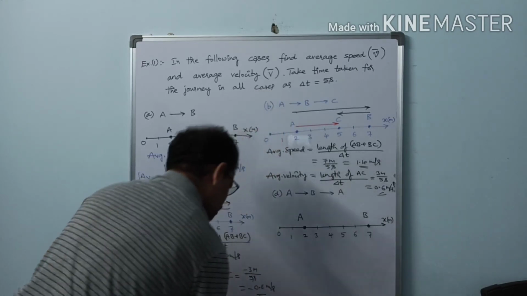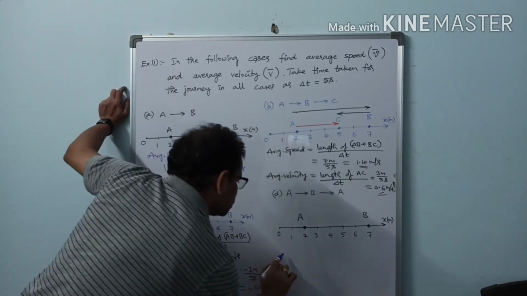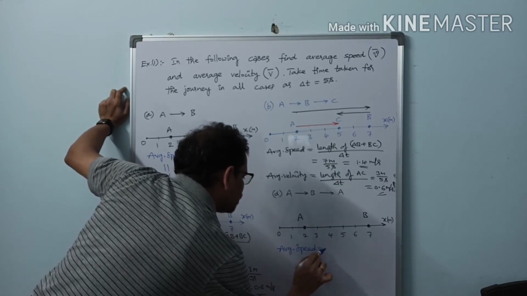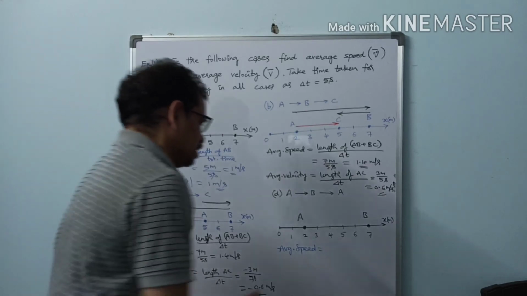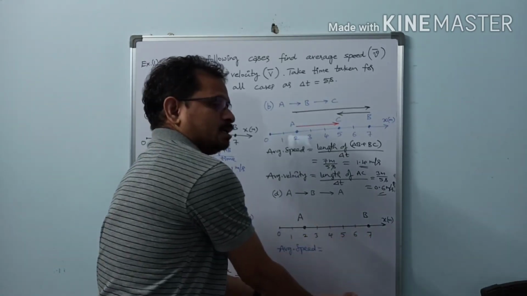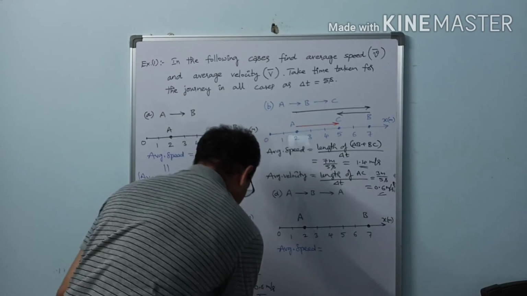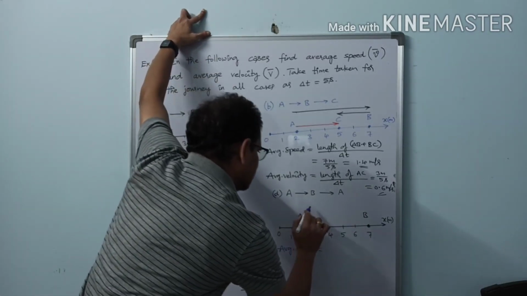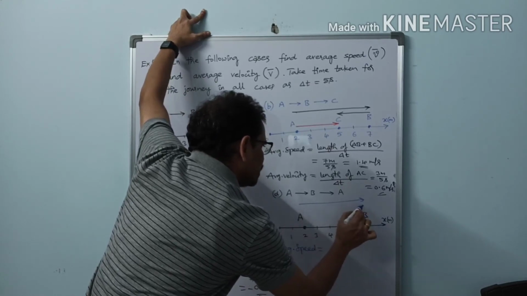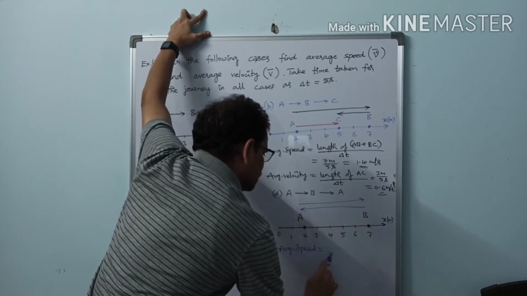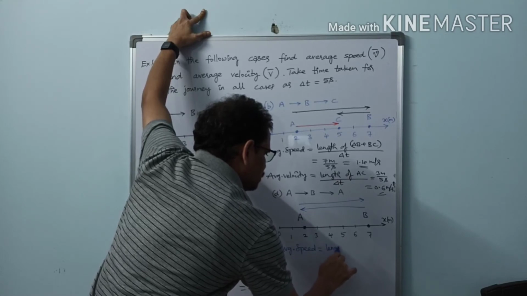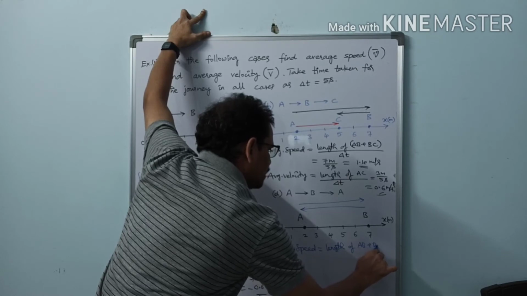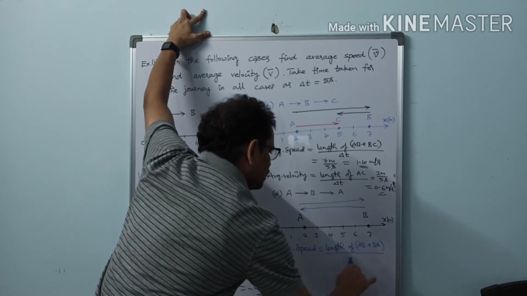So here, the average speed is equal to what? Total distance by total time. So what is the total distance here? How does the particle move here? From A to B to A again. So A to B is one path length and B to A is another path length. So this is equal to length of AB plus BA by delta T.